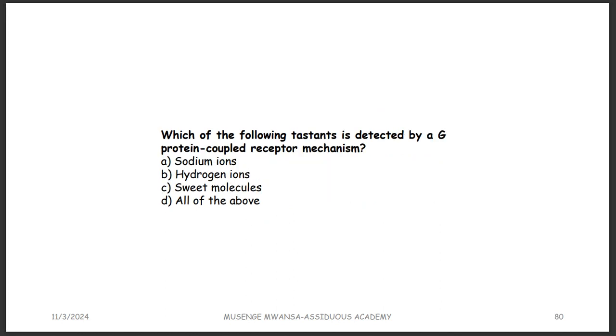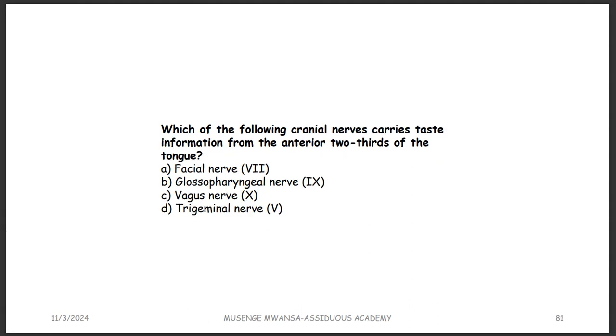Which of the following tastants is detected by a G protein coupled receptor mechanism? Sodium ions, hydrogen ions, sweet molecules, all of the above. Sweet, right? Yes. Which of the following cranial nerves carries taste information from the anterior two thirds of the tongue? Facial, glossopharyngeal, vagus, trigeminal. The facial. Thank you. And that's where these questions end.